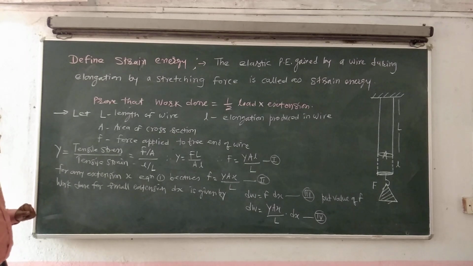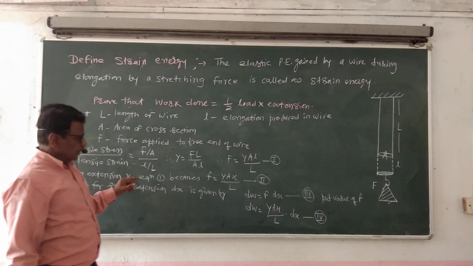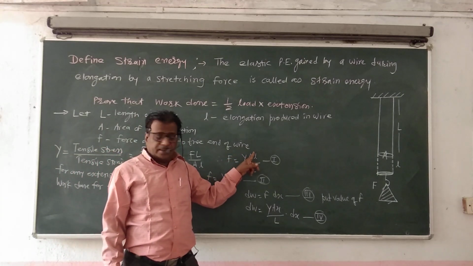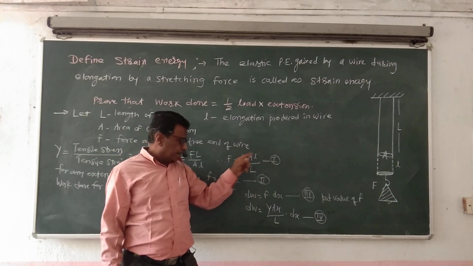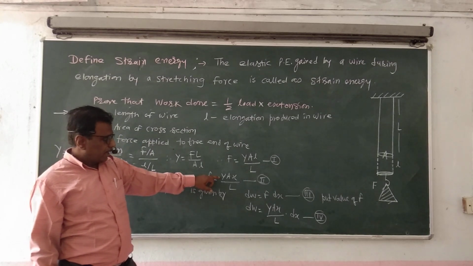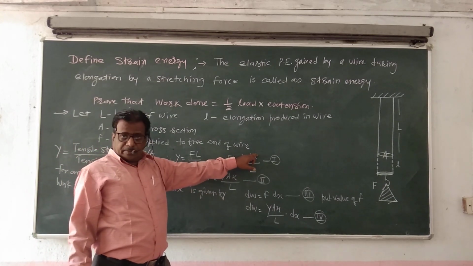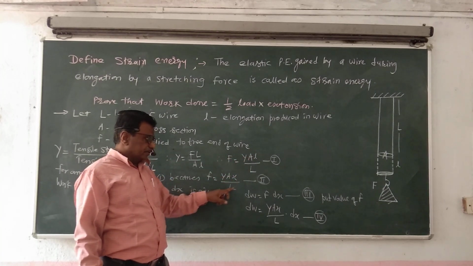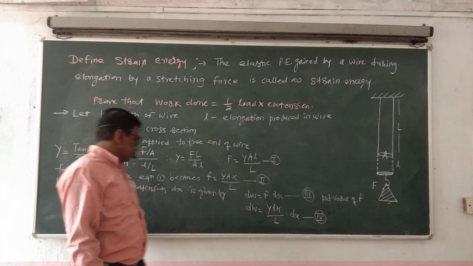For any extension x, equation number 1 becomes, we change the value of l. Instead of l we take x, so the force becomes F equal to YA, instead of l we write x, so F equals YAx divided by L. Call this equation number 2.